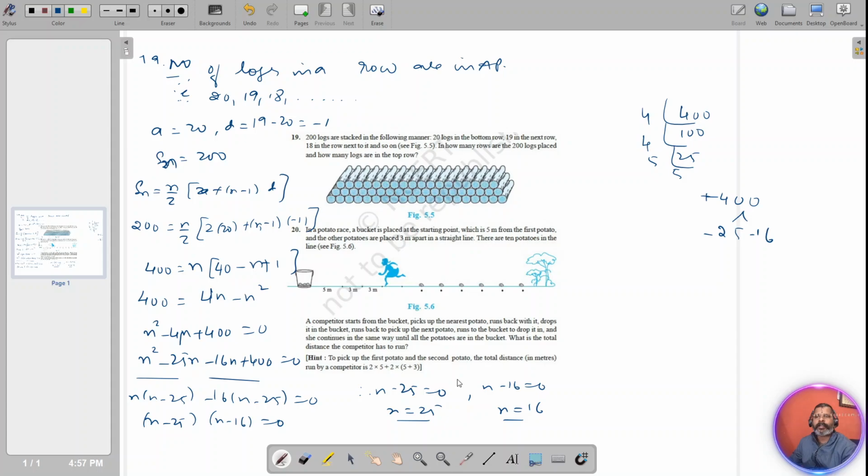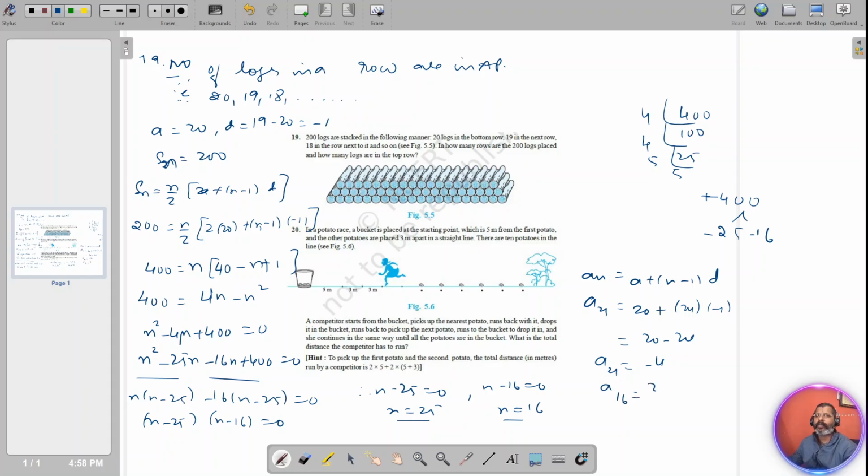So for the first one, you substitute n as 25 and calculate. So a25 is equal to a, which is 20, plus 25 minus 1, that is 24, into minus 1, d. 20 minus 24 is minus 4. So this cannot be the value. Let's see the next one.